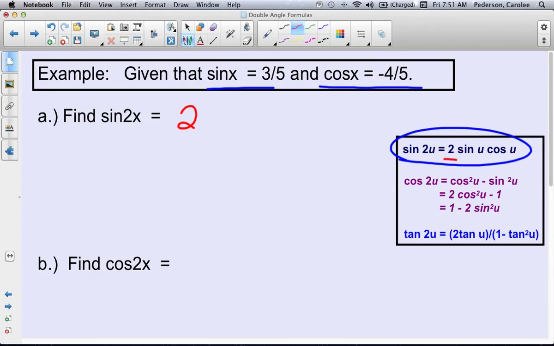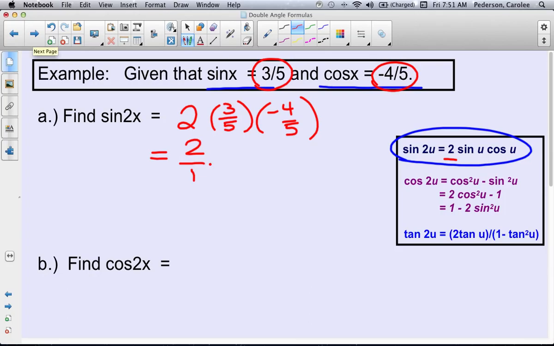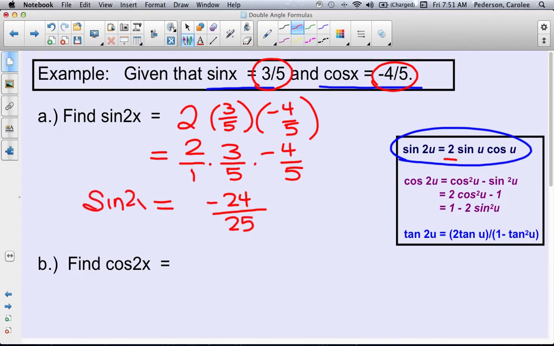2, and then the sine of x, which is 3/5, and then the cosine of x is -4/5. And now we're going to multiply across. So think of that 2 as a fraction, 2 over 1, and we have 3 over 5, and then -4 over 5. Multiplying across, 2 times 3 is 6, 6 times -4 is -24, 1 times 5 is 5, 5 is 25. So the sine of 2x is -24/25.